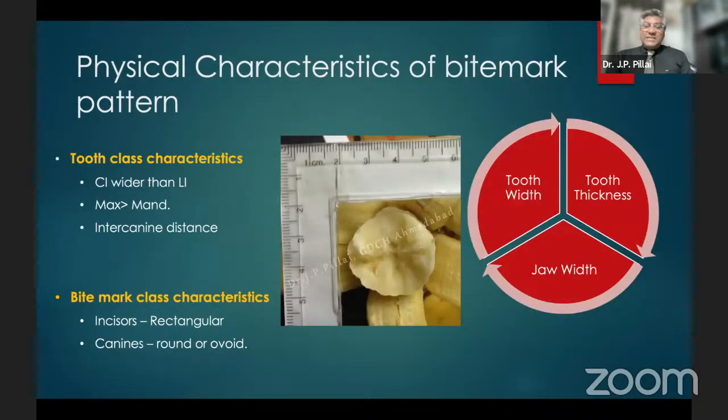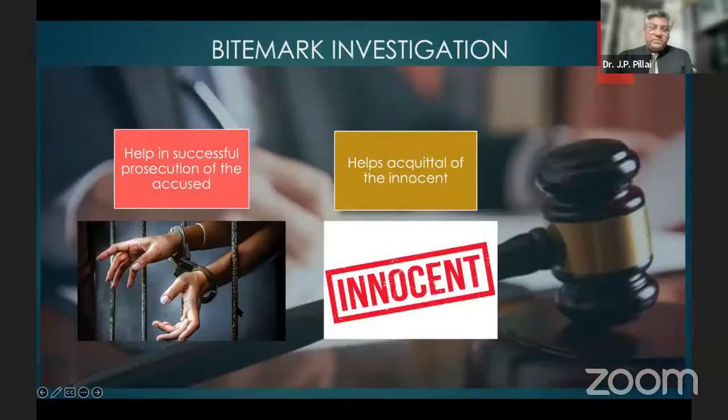The physical characteristics of the bite mark, this I have already told. The maxillary central incisors are wider. The central incisor mesiodistal width is wider than the lateral incisor. So this will be useful in differentiating intercanine distance. All these I have already mentioned.